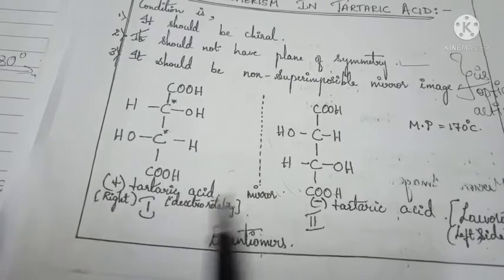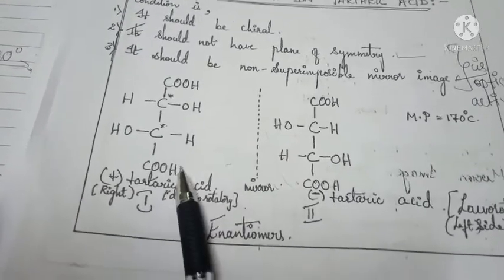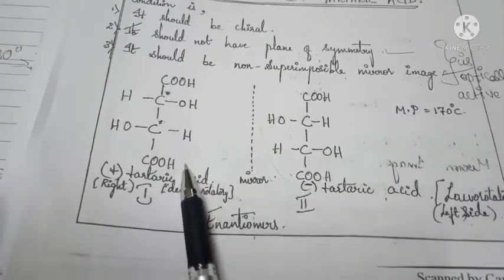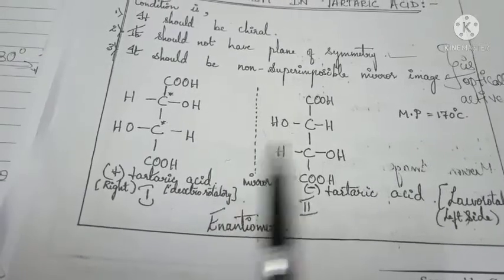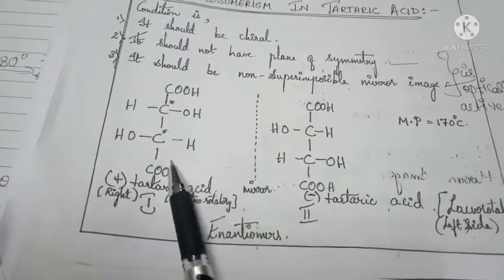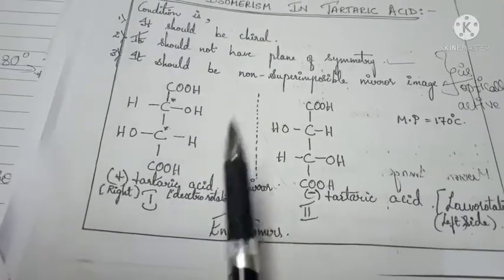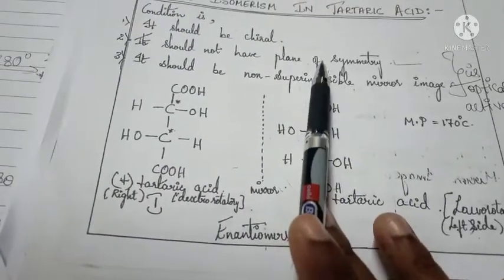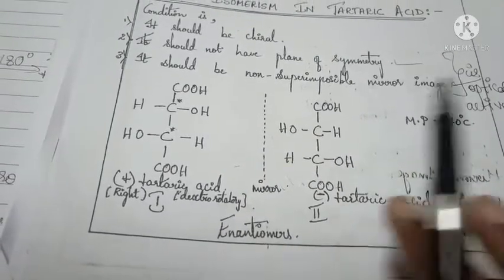This will be called enantiomers. Enantiomers means it has a minimum of one chiral atom. It has a mirror image but non-superimposable. So that's why it is an enantiomer, not a diastereomer. Do you get it? The conditions are: it should be chiral, with no plane of symmetry, and non-superimposable mirror images.